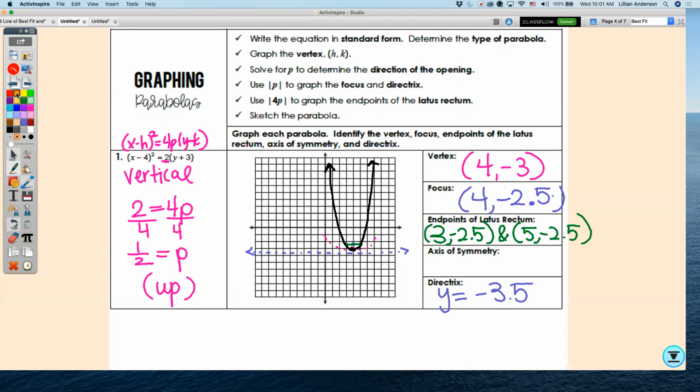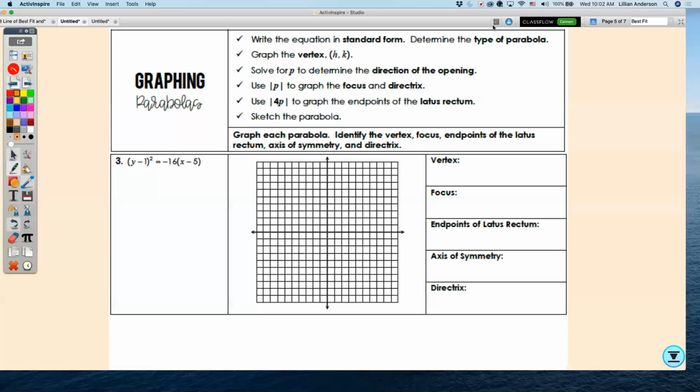My axis of symmetry is the imaginary line that goes through the vertex. So that's going to be x is equal to 4. So straight through the center of my parabola. And that's how we graph a parabola and identify all of its features. I copied over the directions to help you out a little bit.